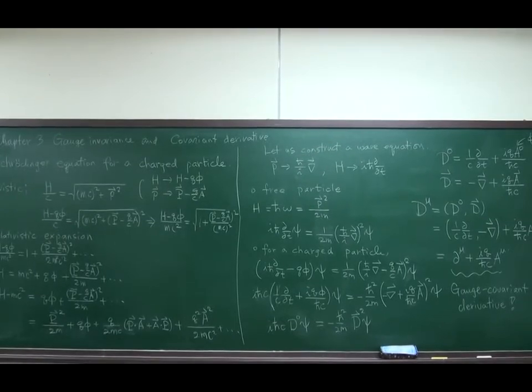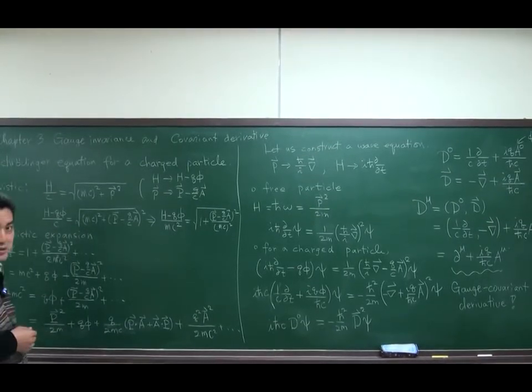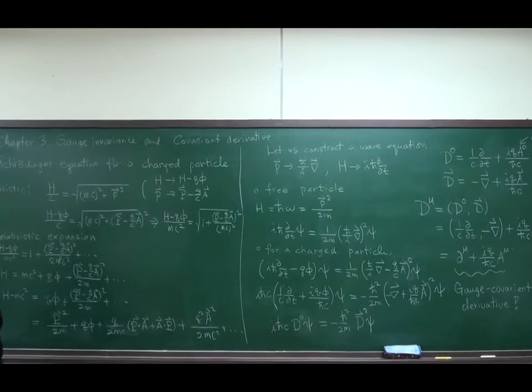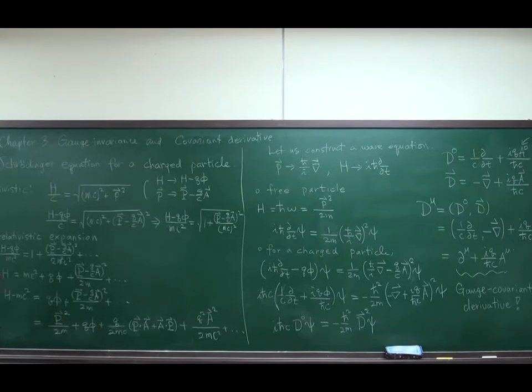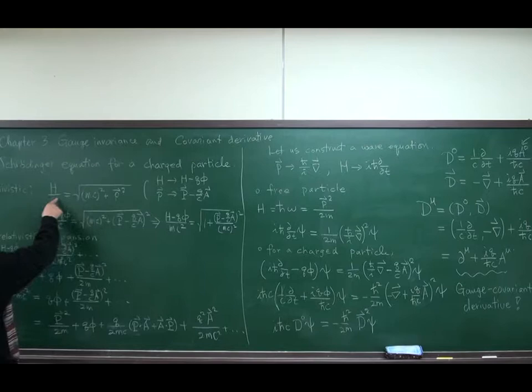Today we study the Schrödinger equation for a charged particle. In the last class, we derived the Hamiltonian and Lagrangian for a charged particle in a relativistic formalism. For a free particle, the Hamiltonian divided by the speed of light is the square root of m²c² plus momentum squared.